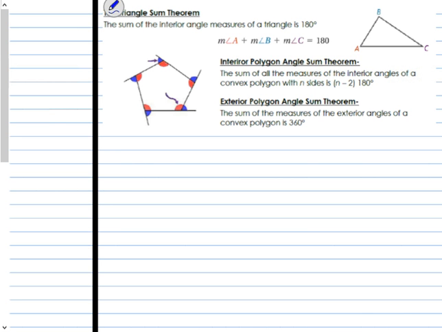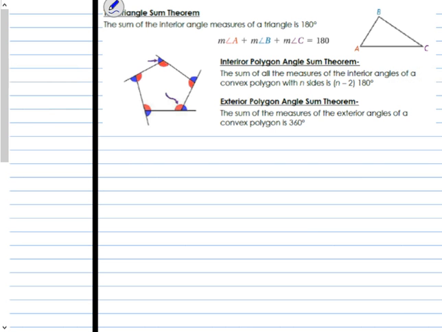The interior polygon, I think interior is spelled wrong. It is, I apologize. The interior polygon angle sum theorem states that the sum of all measures of the interior angles of a convex polygon with n sides is n minus 2 times 180. So basically, you count how many sides that the shape has, subtract 2, and multiply it by 180.